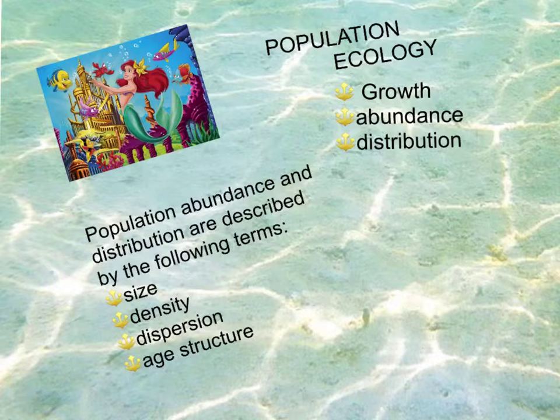Population abundance and distribution are described by the following terms: size, density, dispersion, and age structure. Population ecology: growth, abundance, distribution.